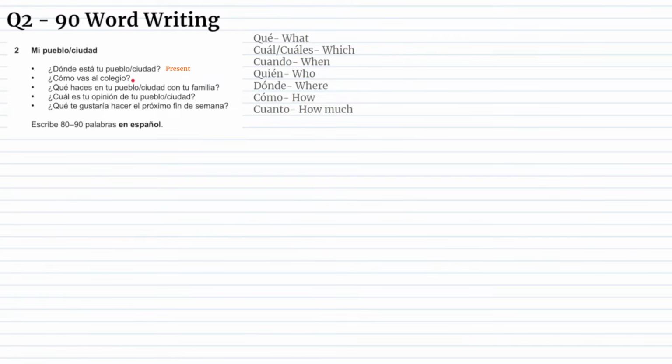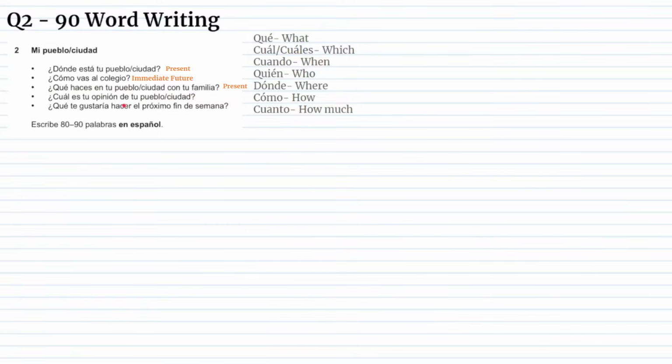Secondly, we have ¿Cómo vas al colegio? We can see vas, that's immediate future, and we can combine it with present, because if we just say, well, you guys will see in the writing, but right here we have vas, so this is an immediate future question. Under that, ¿Qué haces en tu pueblo o ciudad con tu familia? Another present tense answer, so write that down. I'll keep it right here.